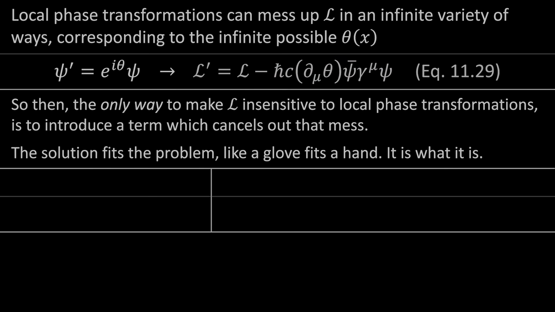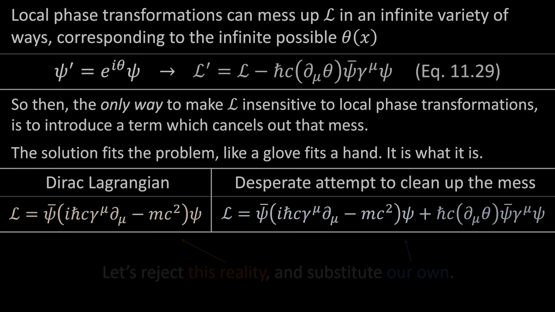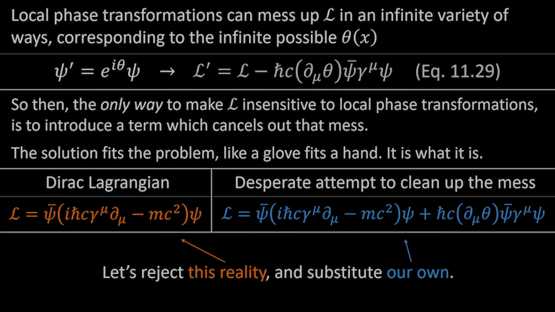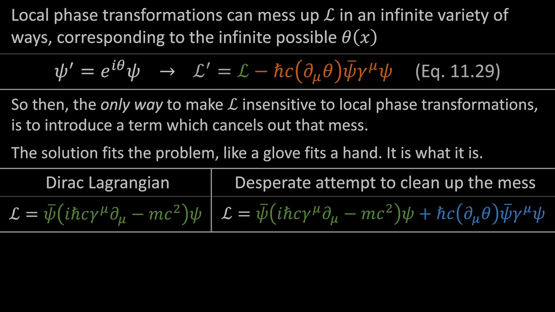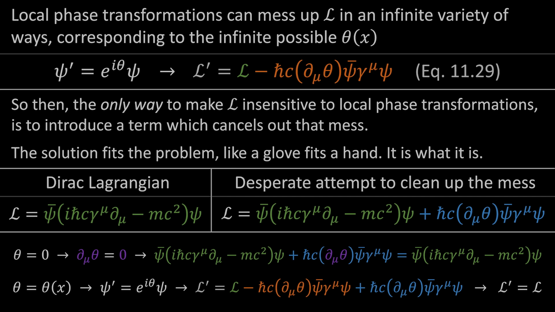So to give the Dirac field local phase symmetry, we simply redefine its Lagrangian to include a term which is equal and opposite to the mess that the local phase transformation creates. This new modified Lagrangian is manifestly unaffected by local phase transformations. You can see this by starting with the field theta equals 0, in other words, no transformation, in which case the term we've added goes away, and it's just the Dirac Lagrangian. But then if you switch to some arbitrary theta field, you'll find that our new term precisely cancels out the mess that otherwise would have been created.